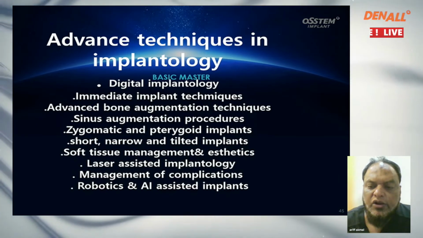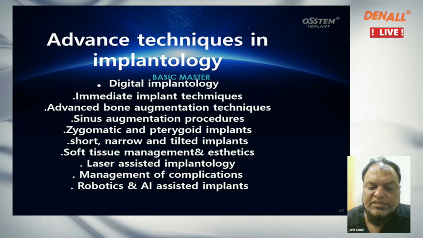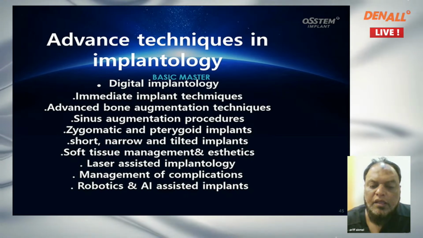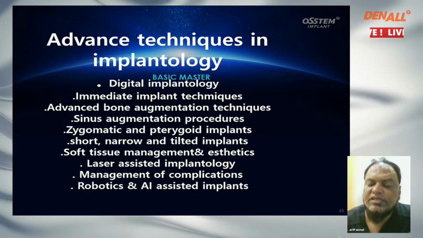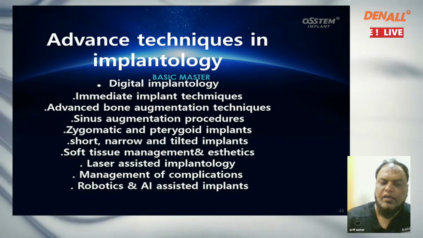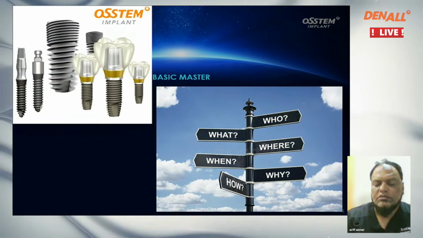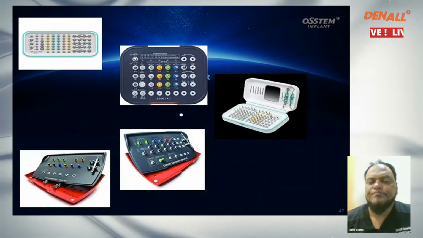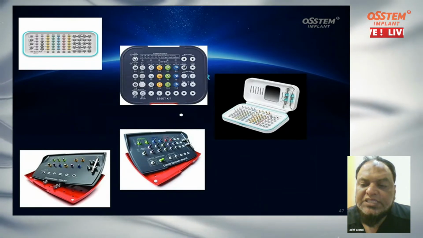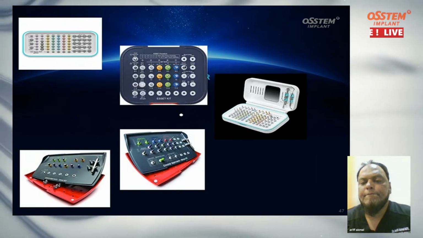And then we have the zygoma and pterygoid implants, short, narrow, and tilted implants, soft tissue management, aesthetics, laser-assisted implantology, another big field which is coming, management of complications, robotics, and AI-assisted implants. Okay. And then, are you confused? There are so many kits in Osstem itself. But each kit has its own role to play.